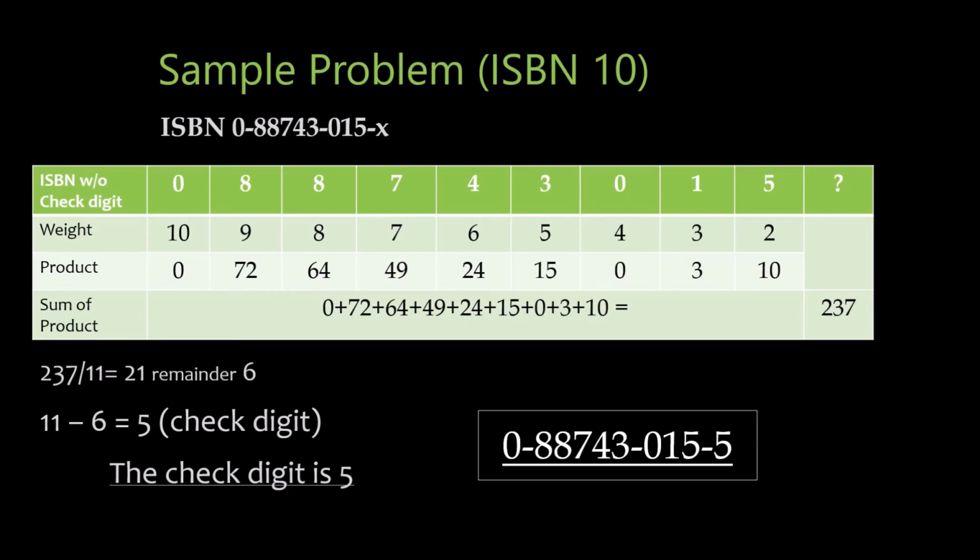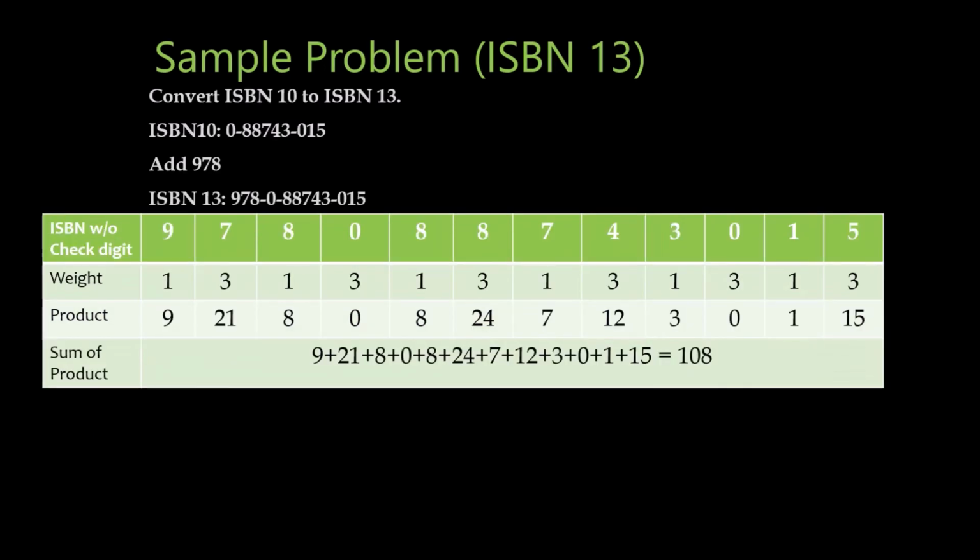Now, in the sample problem, we will be solving using the ISBN 13 format. But first, how to convert ISBN 10 to ISBN 13. This is easy by adding the 978 or 979 in the beginning of the code. In ISBN 13, hence, is 978-088-743-015. Now, we will be solving also for its check digit.